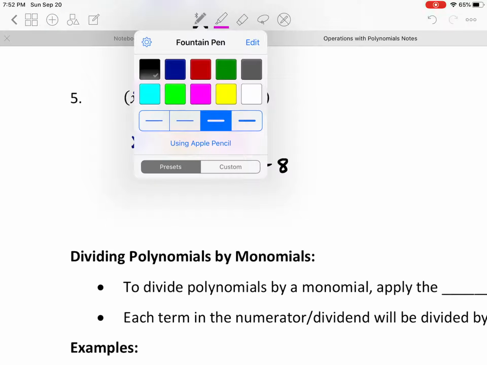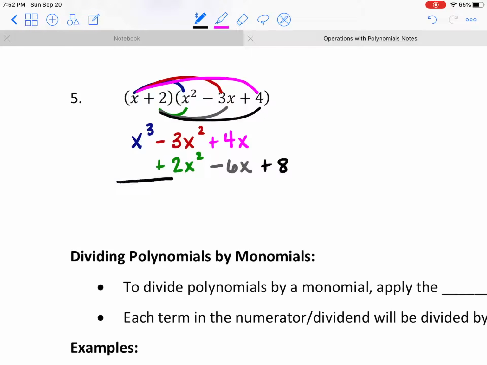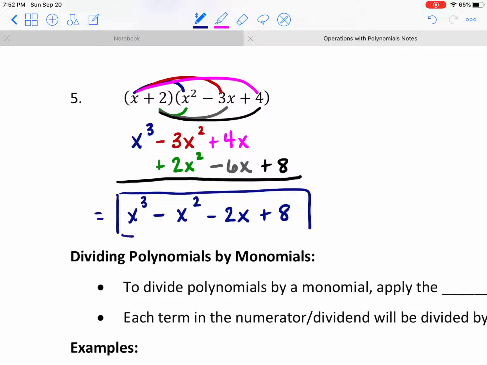So if I put all this together, what do I have? Well, I've got an x cubed. I have negative 3 and positive 2 combining to make negative 1 in front of an x squared. I have positive 4 and negative 6 combining to make negative 2 in front of x. And then I have a positive 8 to bring down. And that's going to be my cubic polynomial answer.